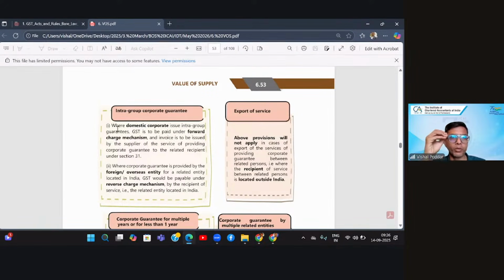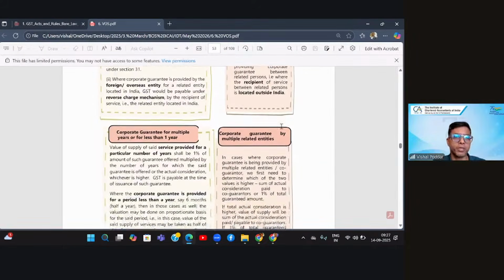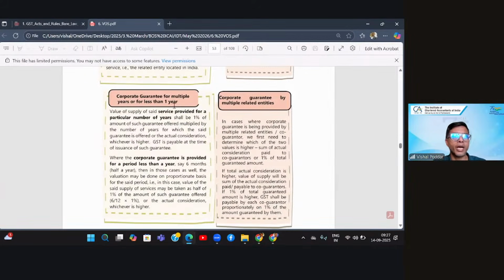So what is clarified? If it is given by a domestic holding company or a domestic director to me, the tax will be charged by them under forward charge. Whereas if it is given by a foreign company to me, it will be taxed under reverse charge mechanism. Similarly, if it is vice versa, I am giving guarantee for some foreign company, then it is as good as export of service. And in such cases, the above provisions will not apply and there will be no tax because the recipient is outside India. Then, corporate guarantees for multiple years, now this is again important. Please read.